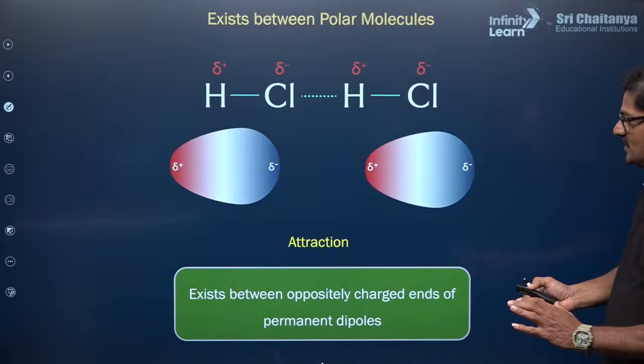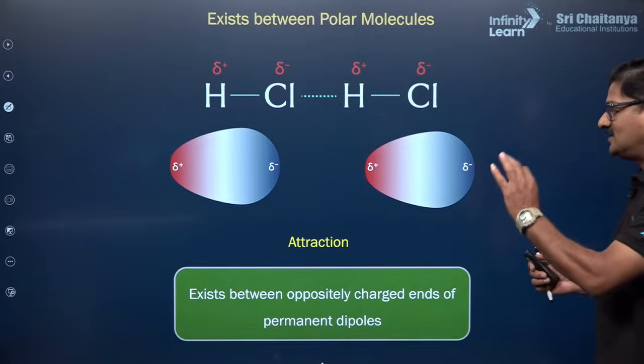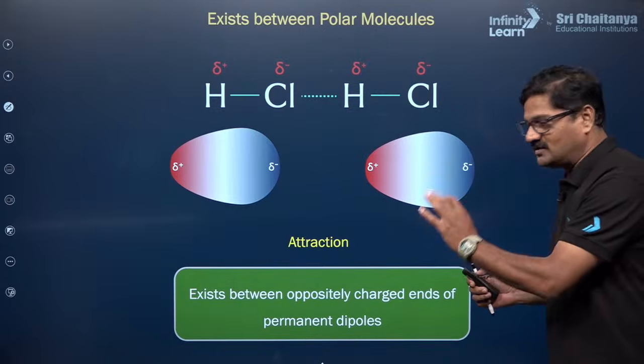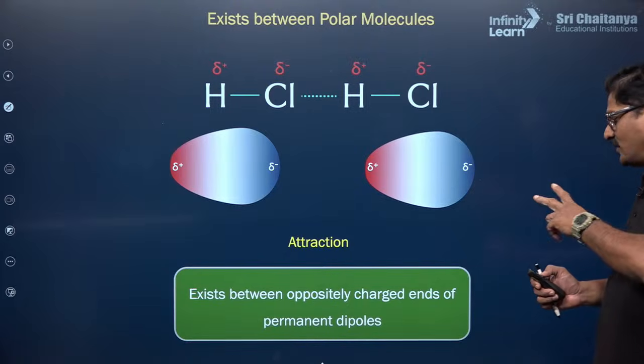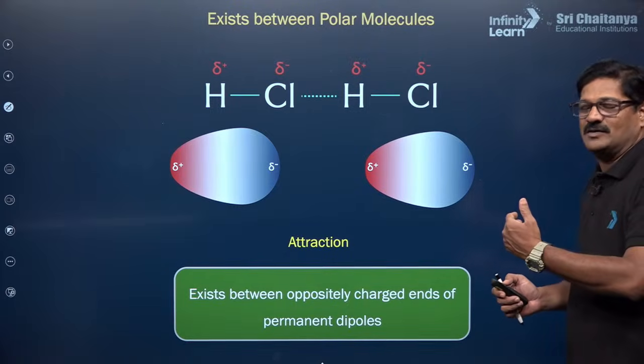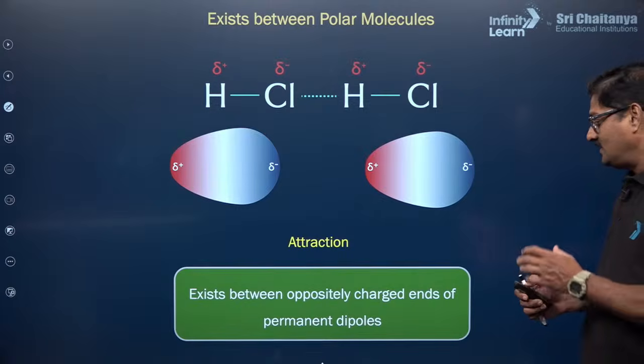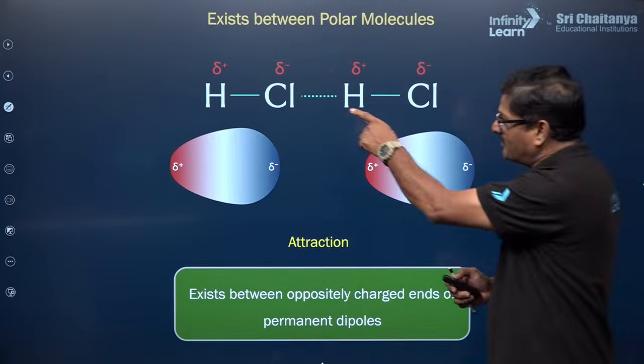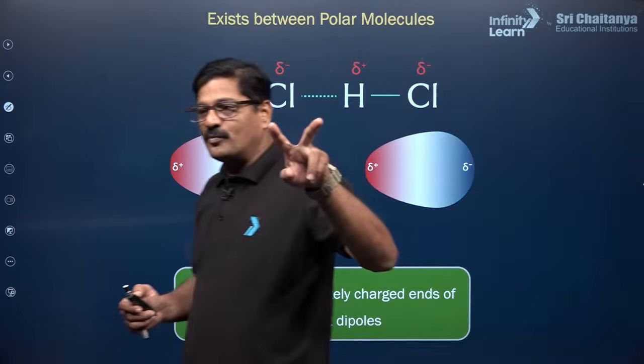So what I wanted to say here is that ion-dipole attraction exists between an ion and the positively charged end of a molecule, and this is a permanent dipole. Dipole-dipole attraction needs two permanent dipoles.